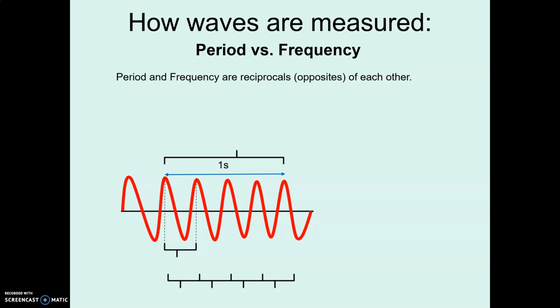So period and frequency are very closely related to each other. Okay, they are what we call reciprocals, which is the fancy math word for opposites. You may have heard that word in a math class before. So basically what that means is if you have one of those values, you can still calculate the other. So if we have a period, we can still calculate the frequency. Or if we have a frequency, we can still calculate the period of a wave.